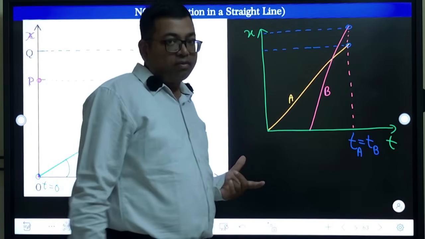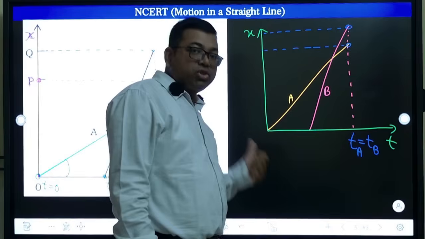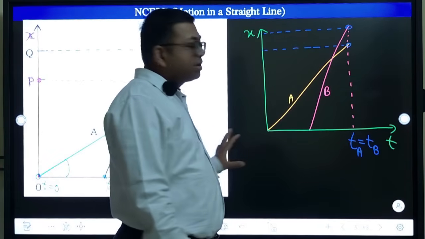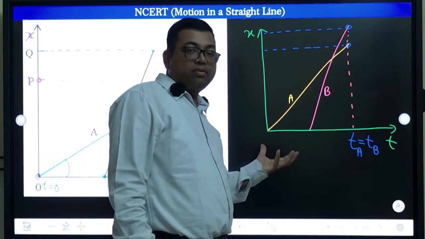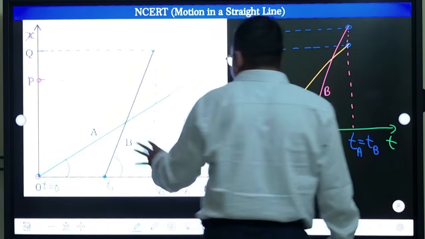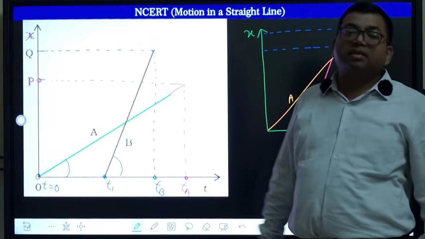Maybe due to the publication, the graph has not been printed properly. They mean to say this graph. But according to the graph that we have, we can clearly see that it is different.